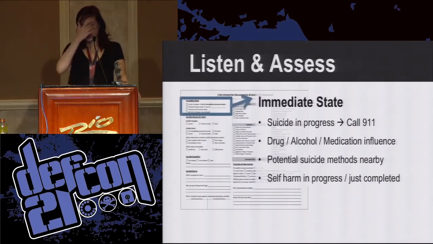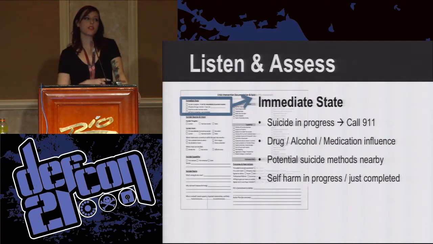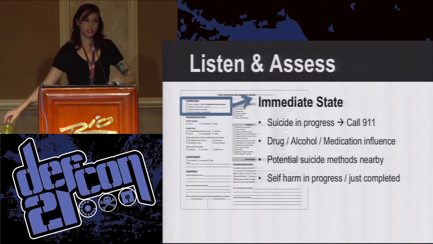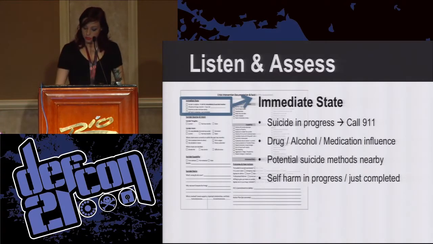First, immediate state. This is probably more relevant to volunteers when they pick up the phone, but is a suicide already in progress? If yes, you call 911. You can't handle that yourself. Are they currently under the influence of drugs and alcohol? Are potential suicide methods nearby? Usually you can't convince someone to give them up right away. There's a very long trust-building process there, but eventually they will. And also self-harm: is there self-harm in progress? Is it just completed? Is it part of their worldview? Whatever. So that's the first triage that you do.